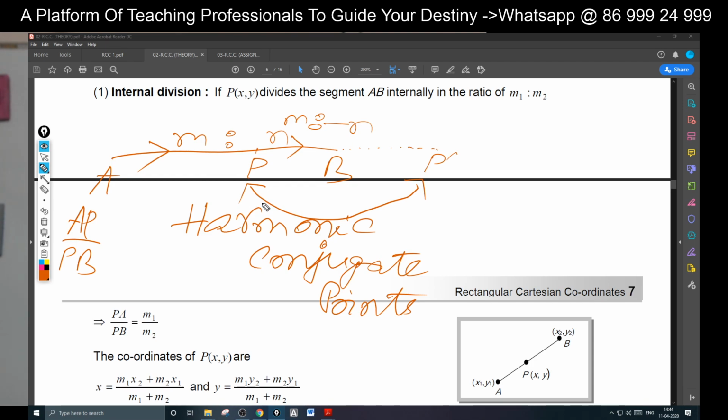Now, if you take the external point, what is happening? Just see that. In this case, you are getting AP dash, which is measured in the same direction, divided by P dash B.